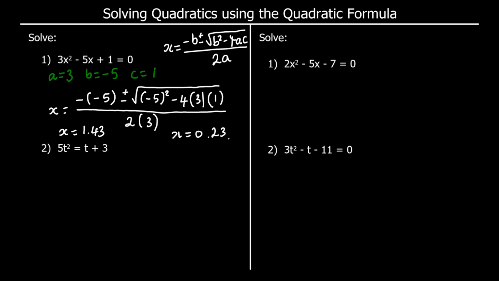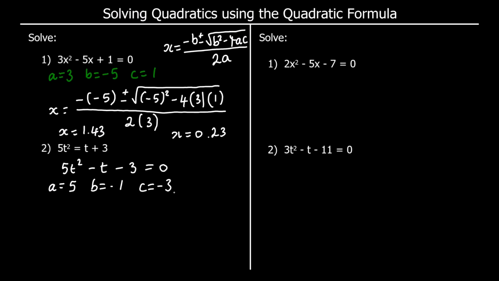And the second one, it's not equal to 0, so let's make it equal to 0. So we've got 5t squared, and then take away t from both sides, take away 3 from both sides, and that makes it equal to 0. So this time a is how many t squareds we've got. So we've got 5 of them. How many t's have we got? We've got minus 1t, negative 1t, and c is negative 3.